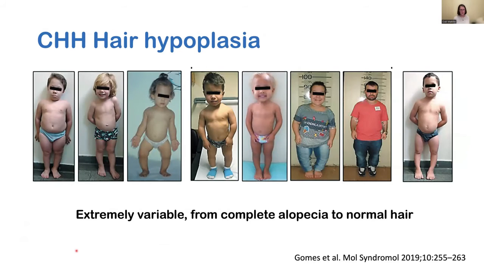Regarding the hair hypoplasia, that is a typical feature, but extremely variable. And these are patients from a Brazilian publication, photographs showing that there is really variability from almost complete alopecia to completely normal hair.